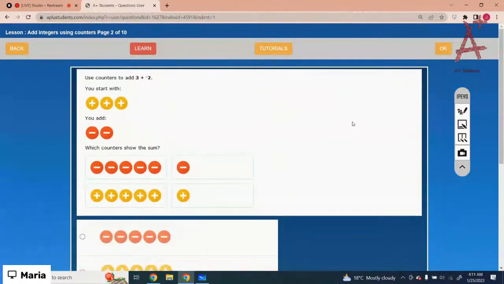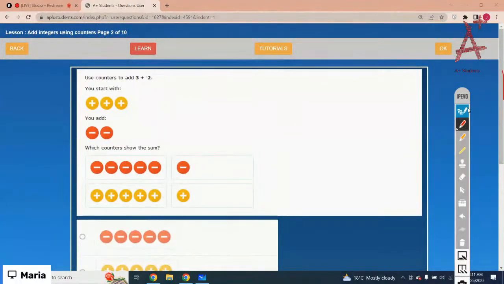Okay, the next one is use counters to add 3 and -2. We have to add. Got it? So how can you add? 3 is a positive number, so here you have 3 positive counters. And 2 is the negative number, so here you have 2 negative counters. Got it?